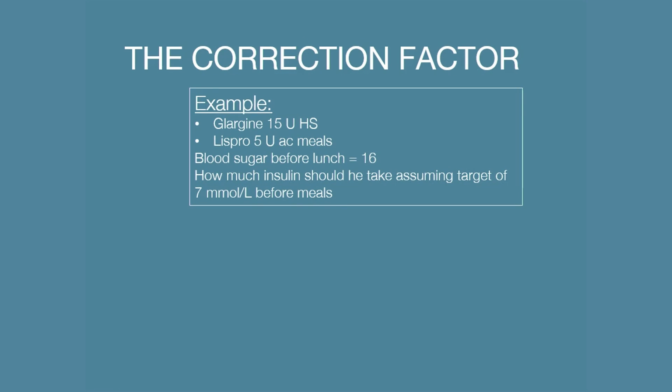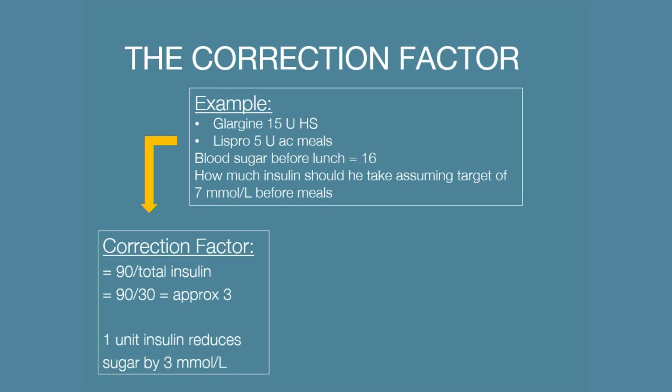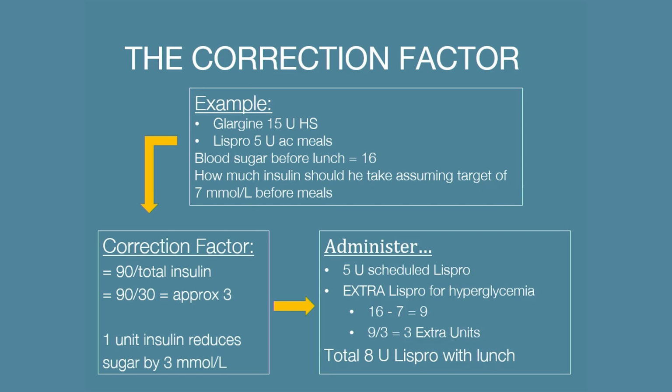And I'll tell you that we generally like our patient's blood sugar to be between 4 and 7 millimoles per liter before each meal. So to answer this, we need to calculate the correction factor. In this case, his correction factor comes out to 3, which means that for every 1 extra unit of insulin he takes, we can anticipate his blood sugar will fall by 3 millimoles per liter. So he still needs to take his scheduled 5 units of Lispro because he's about to eat a meal, but he needs to take extra insulin to account for the fact that his blood sugar is high at the beginning of the meal. In this case, the extra insulin comes out to 3 units, and so he needs to take a total of 8 units of Lispro before his lunch.